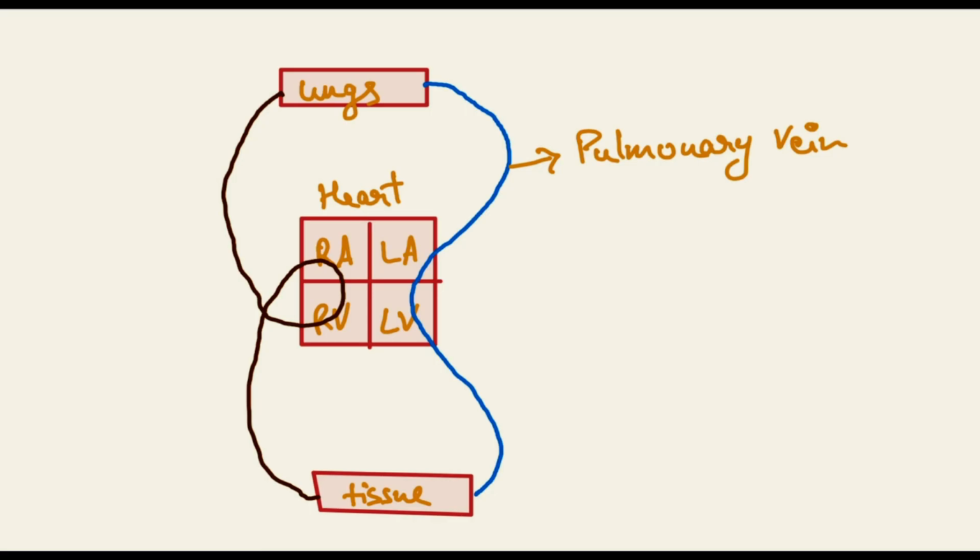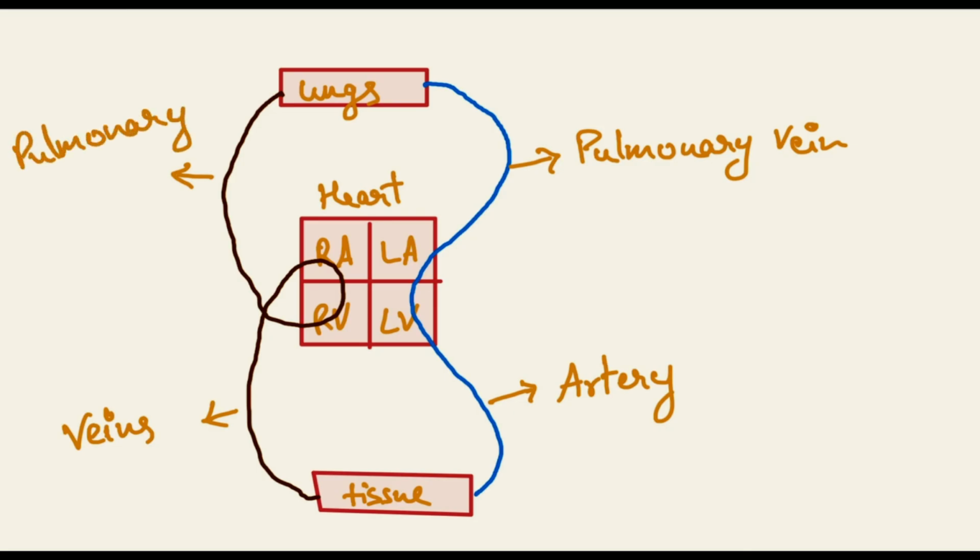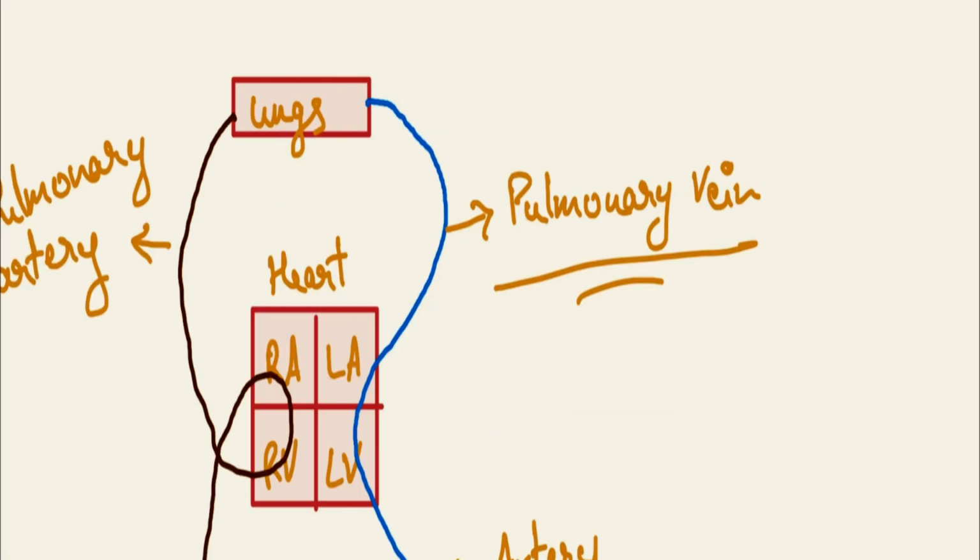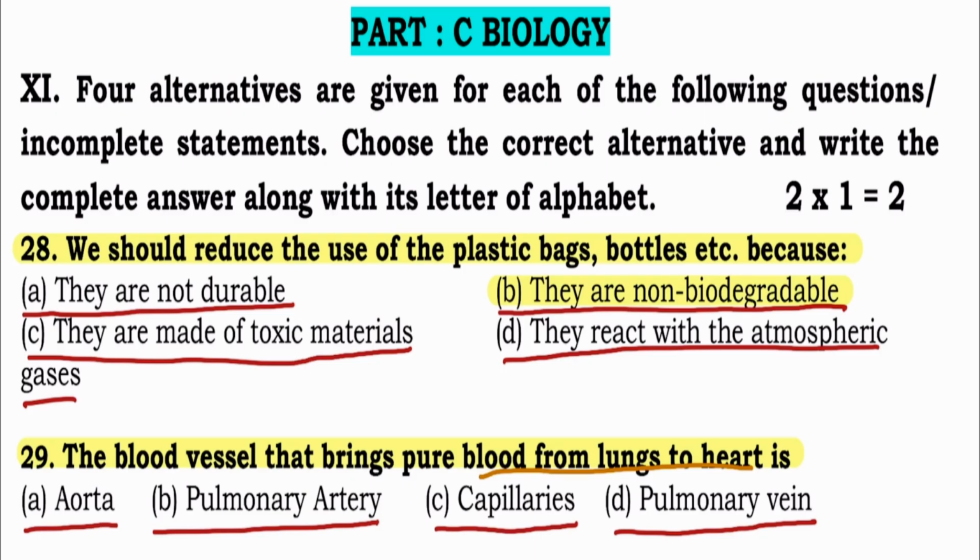And the vessel that brings blood from the heart to organs or tissues is the aorta or artery, while the vessel which collects blood from tissues and returns it to the heart is the veins. So depending on this, the answer will be pulmonary vein, which is option D.